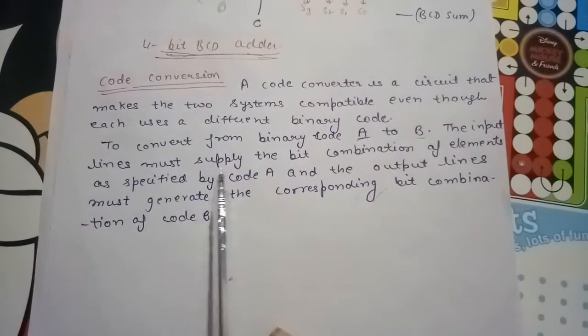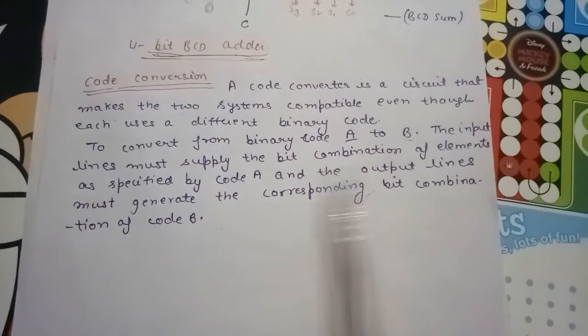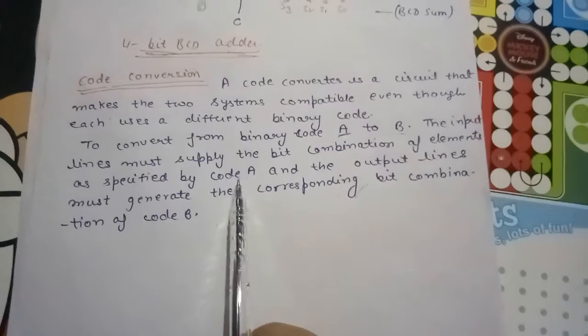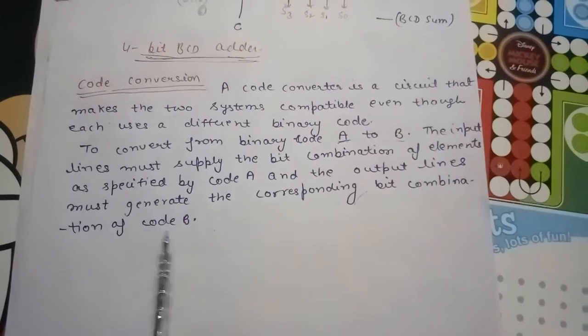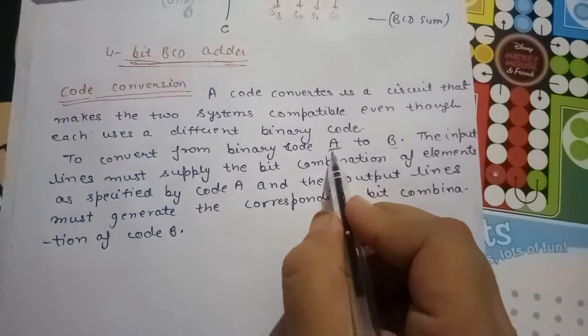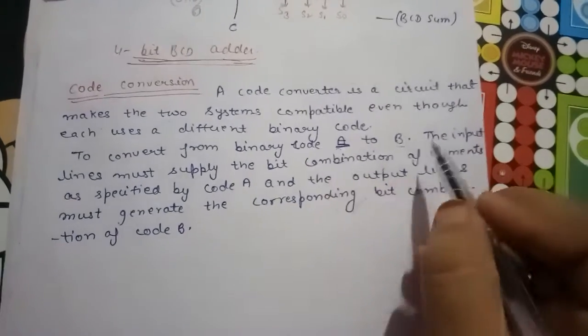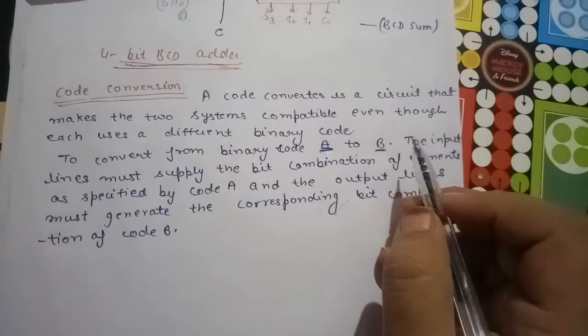The input lines must supply the bit combination of elements as specified by code A, and the output lines must generate the corresponding bit combination of code B. Meaning the A code will correspond to the input lines and the B code will correspond to the output lines.